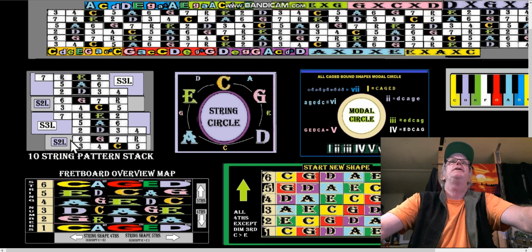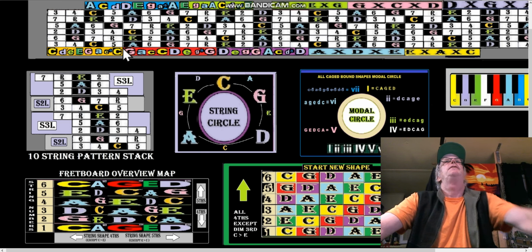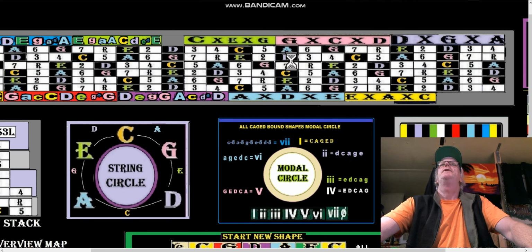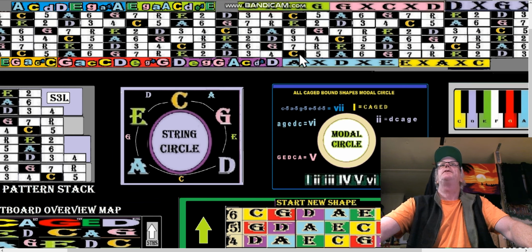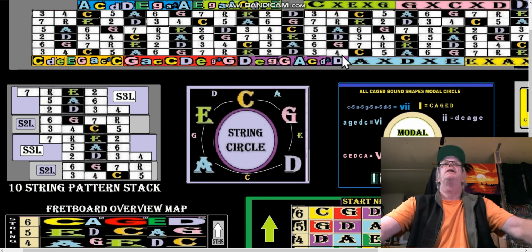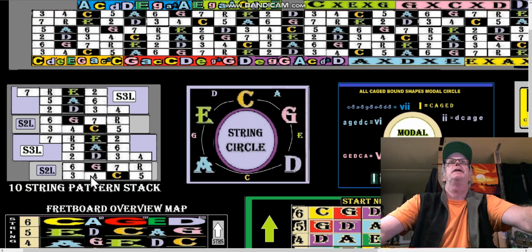We have the 10-string pattern stack, which helped us develop not only the cages themselves, like the C cage here, but also the definition of the string shapes. So in the C cage here, we have 3, 4, 5 on the bottom with that C labeled there, and that becomes the C string shape.